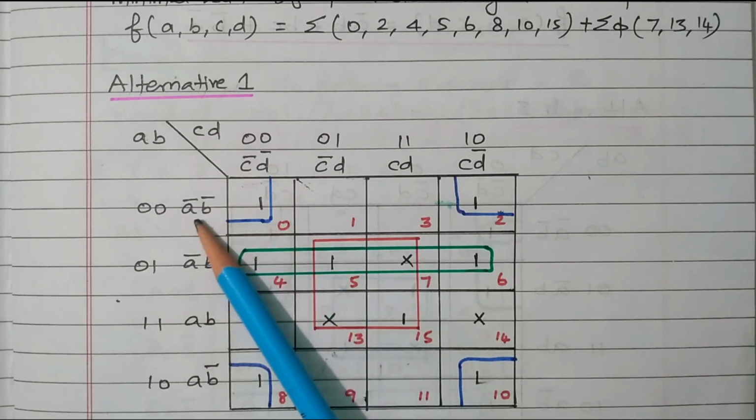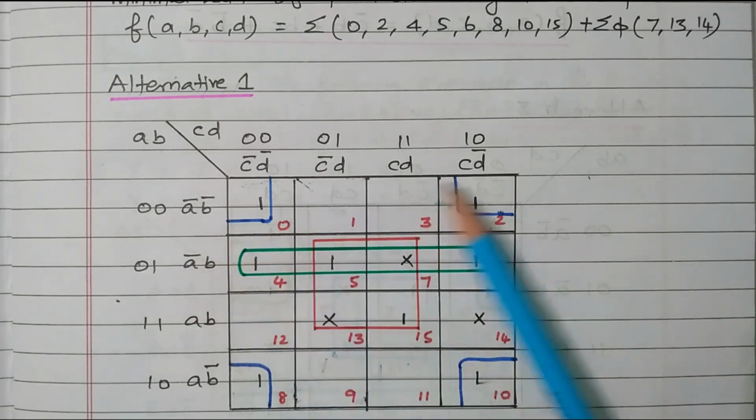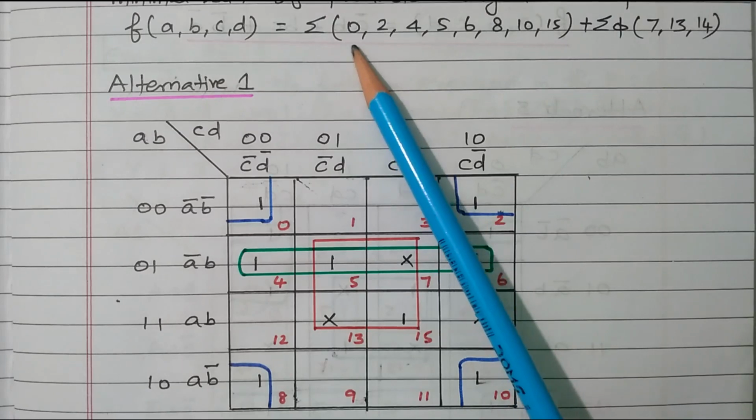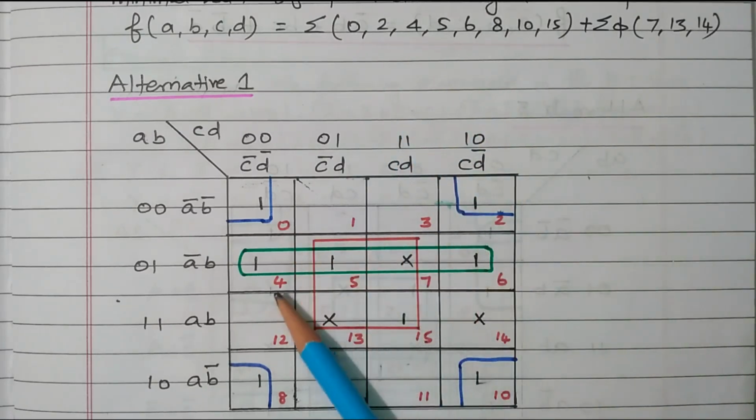Sometimes the function will be given as A bar, B bar, C, D, or A bar, B bar, C, D bar, like that, and we have to mark accordingly. But here it is very easy, the min terms are directly given and indicated by the red color numbers.